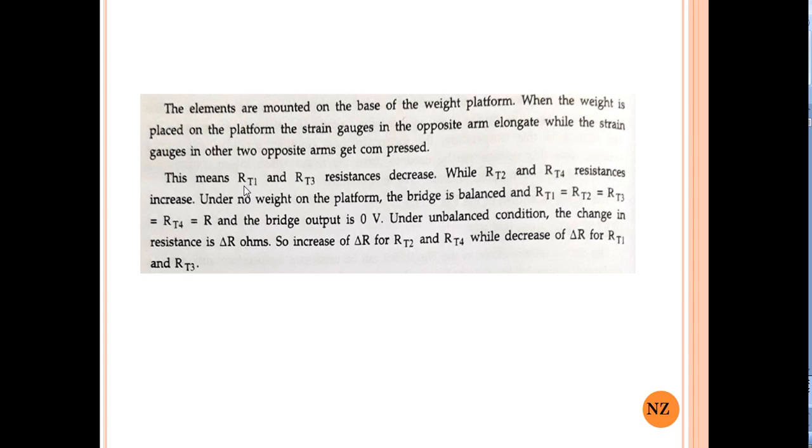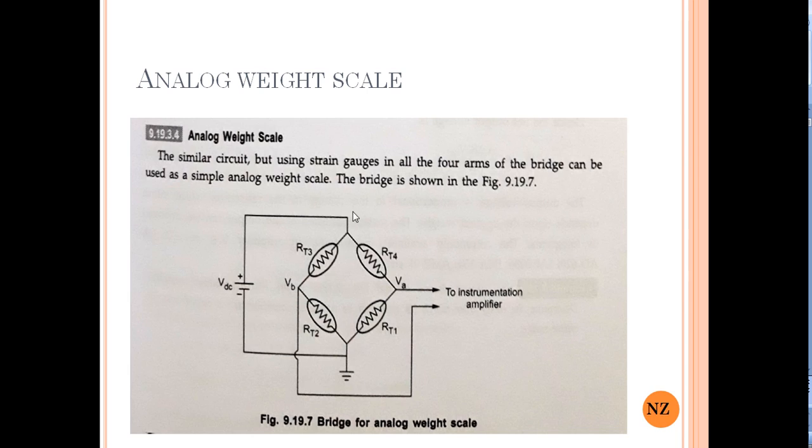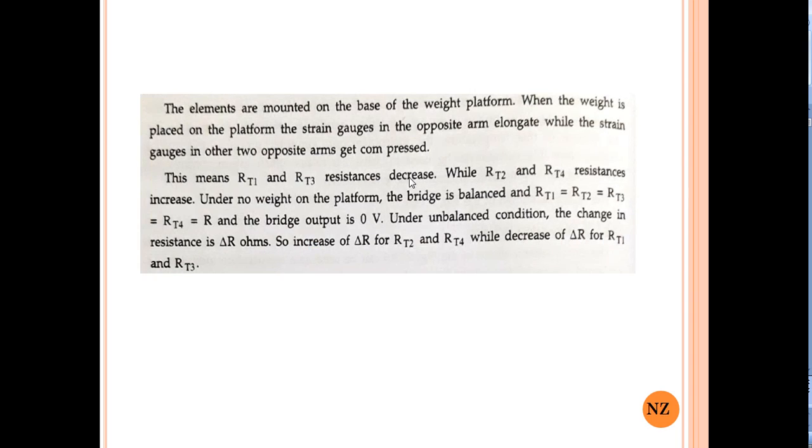So this means RT1 and RT3, you can see these 2 opposite arms, RT1 and RT3, these resistances will be decreased because they have been compressed. While RT2 and RT4, these resistances will increase because of the elongation when you apply weight. So because of the elongation, these resistances increase. Because of compression, these 2 resistances decrease.